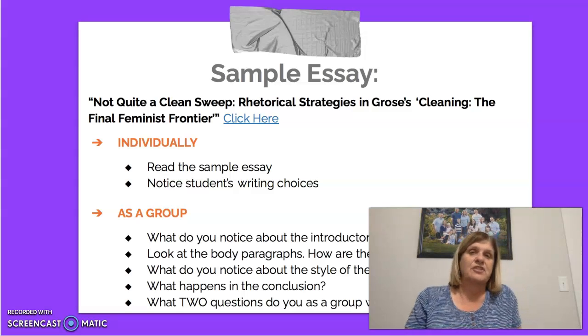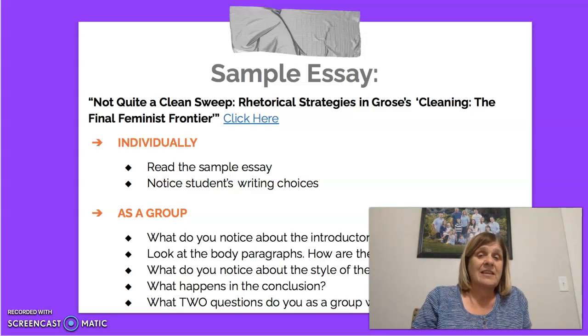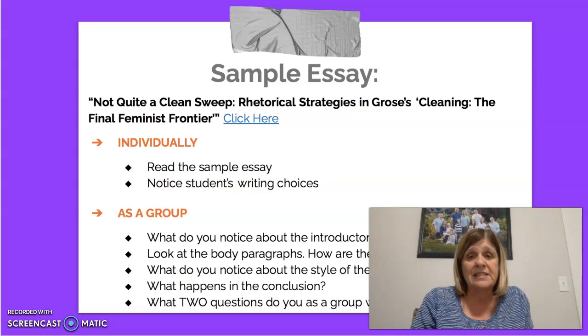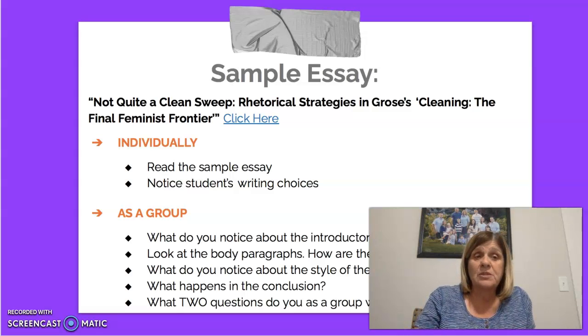The first one is to actually read the essay. There's a link here, and I think I have a copy of it in your resource booklet. So read the essay, get a feel for the content, how long it is, and how to develop a rhetorical analysis essay. We actually got into small groups and discussed what they noticed about the content in each of the paragraphs. And hopefully this is a review because we discussed introductions and body paragraphs 2 days ago in class.